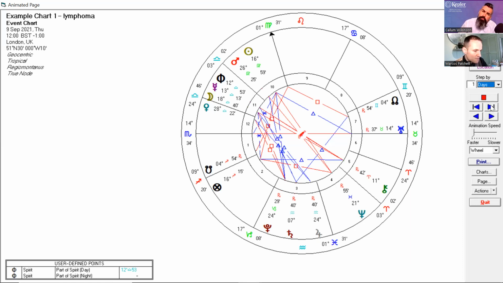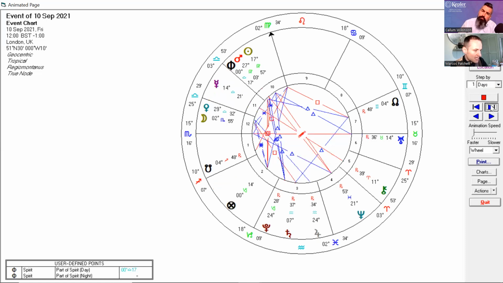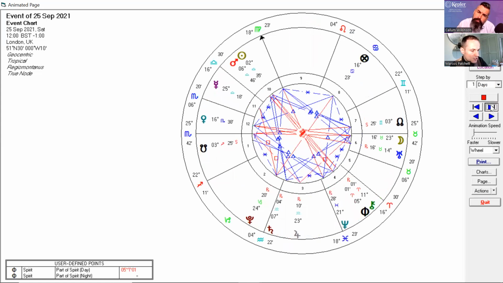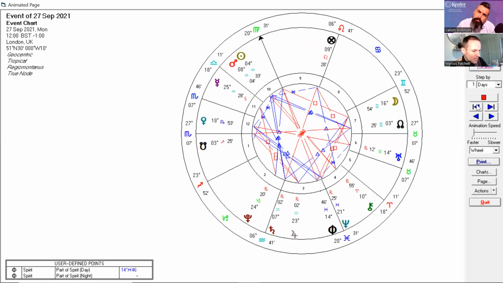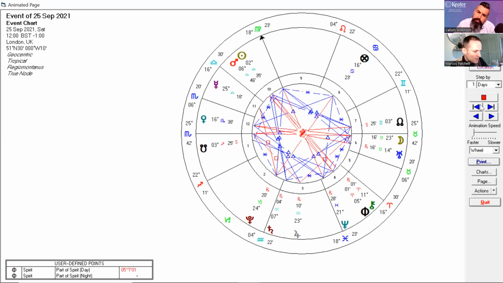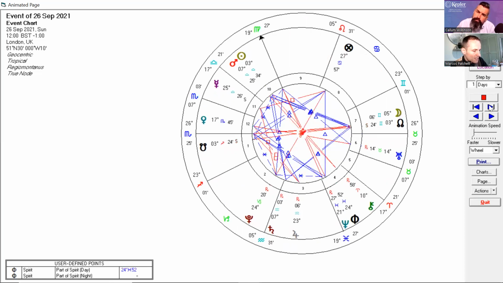So I'll just wind this forward a few days to see exactly when Mars trines Saturn, and make sure that trine does complete, and it does. And it completes at around 7 degrees 02, I think, or 7 degrees 03, probably. 7 degrees 03 of Libra, I'm guessing, if we look at where Saturn is. Okay.